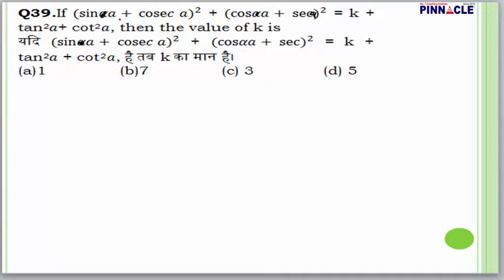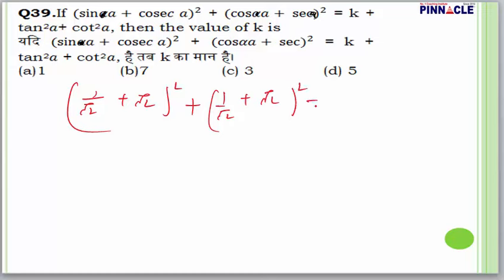Question number 39. Sine alpha plus cosecant alpha, whole square, plus this expression is given. Now put any value. If you find it in this format, always try to put a value, that will be easier. Put 45. Sine 45 is equal to 1 by root 2, cosecant 45 is root 2. So sine plus cosecant would be equal to root 2, square of this, plus cos 45, that is 1 by root 2, plus root 2, square, plus k.